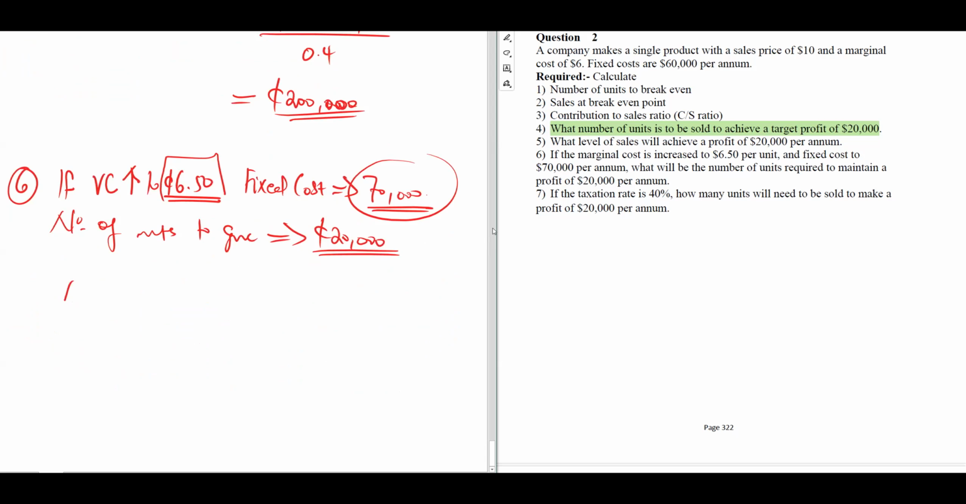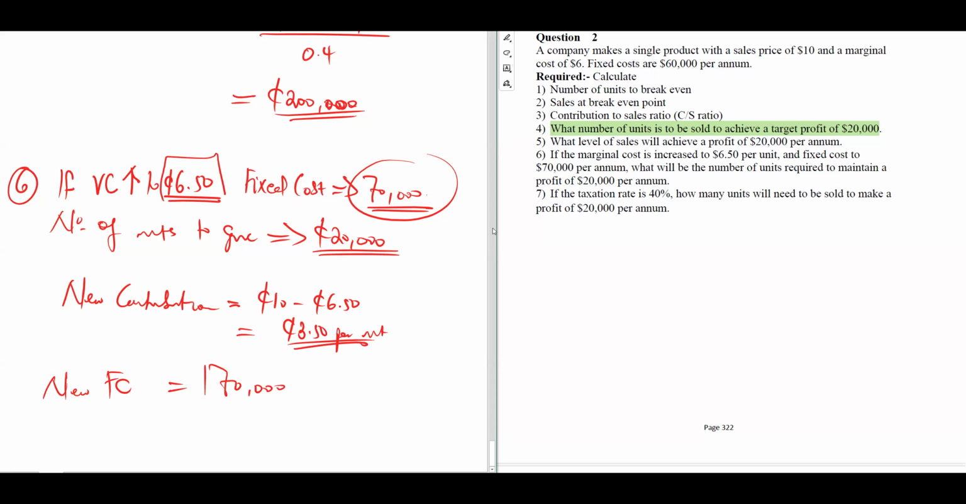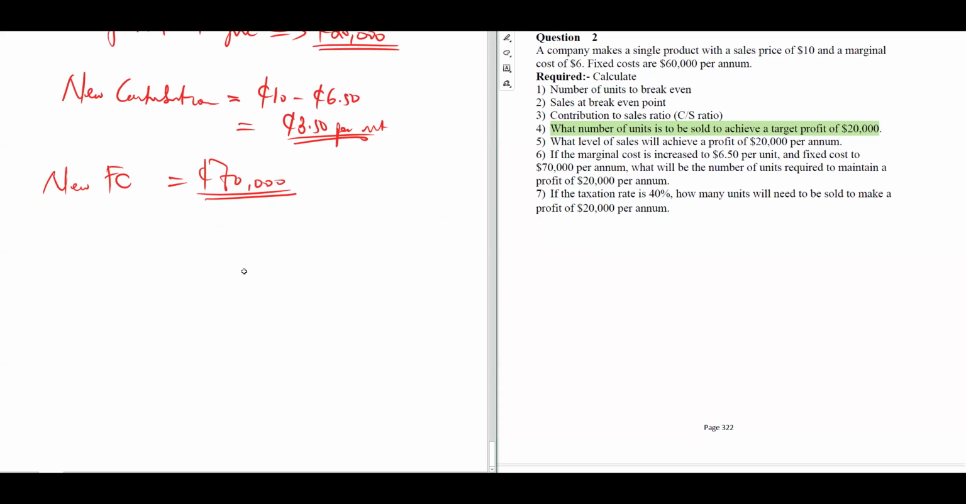So what then becomes our new contribution? Our new contribution becomes 10 cedis minus 6 cedis 50 pesewas, right? That's the new contribution. 10 minus 6.5 gives us 3.5. That means our new contribution is 3 cedis 50 pesewas per unit. Then we also need our new fixed cost. Our new fixed cost is now 70,000 cedis. So that is said and done.